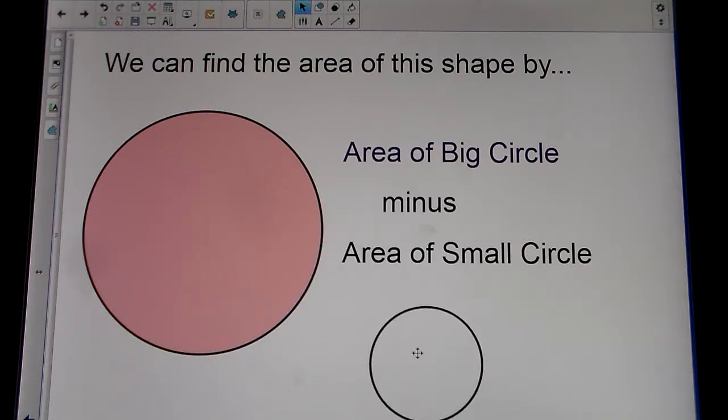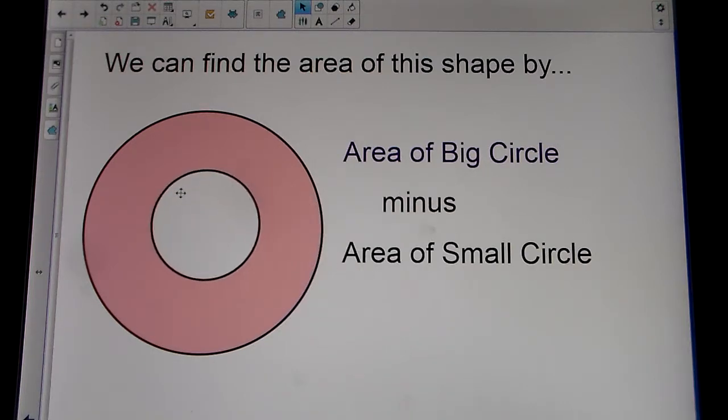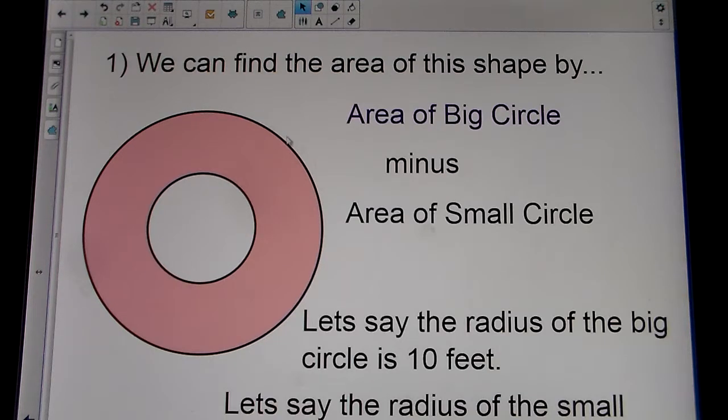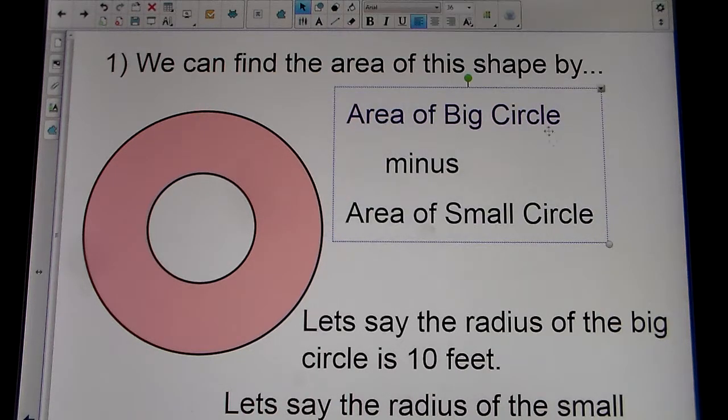So once again, we find the area of this pink circle, the big pink circle, and then we're going to subtract the area of the little circle, the white little circle. And that's how we're going to get the area of this pink, the outer donut here. So let's do it together. We're going to do the area of the big circle minus the area of the little circle. So I'm going to delete that.